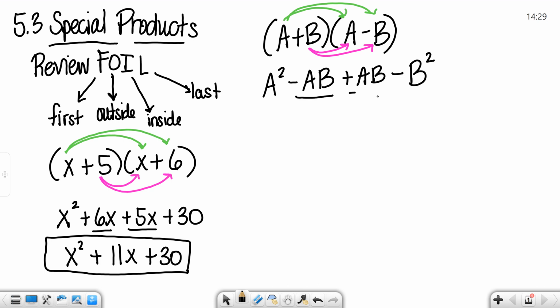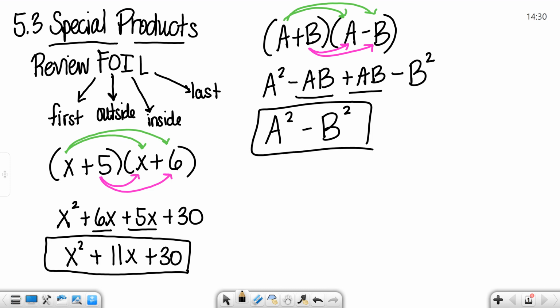Now, our two terms in the middle have exactly the same variables, which makes them like terms. So bring down my a squared, and look what happens. That negative ab plus ab becomes a 0. So I don't have to write down the number 0. I bring down my negative b squared. And so this would be my answer.